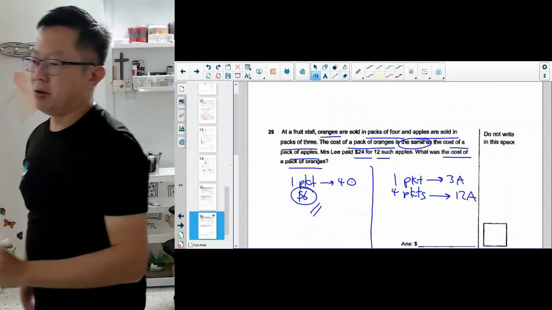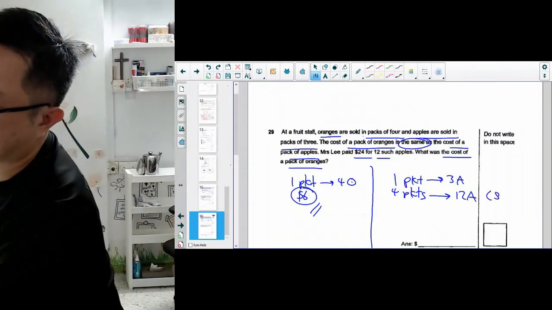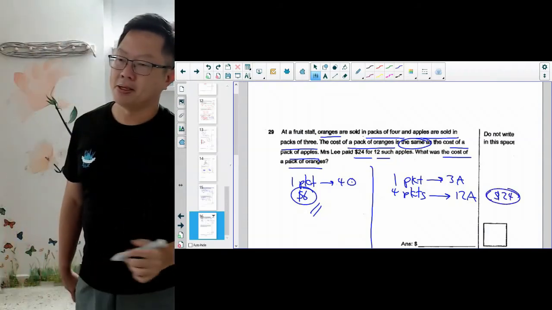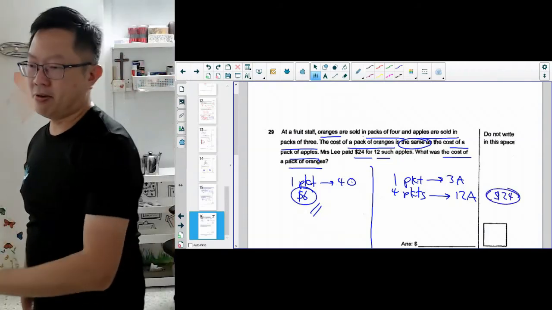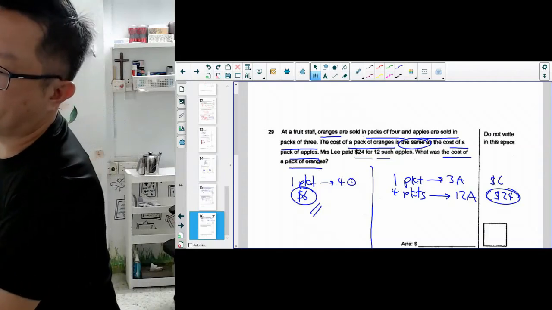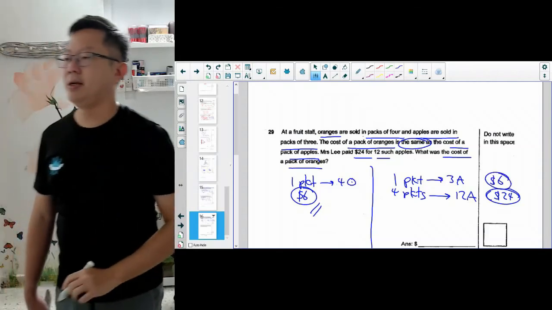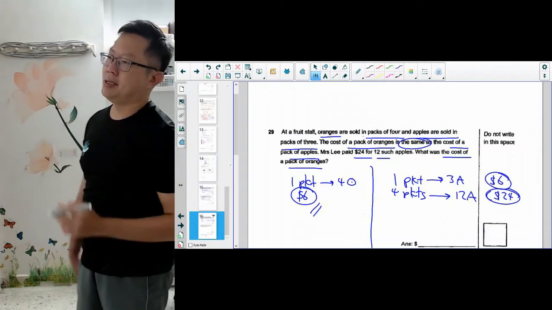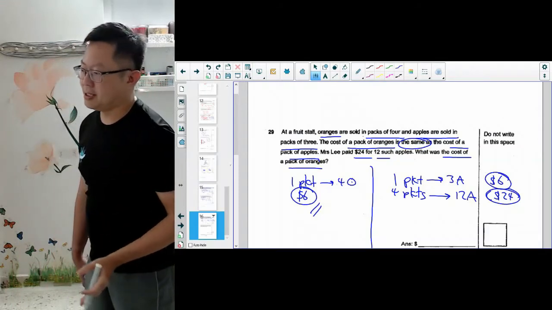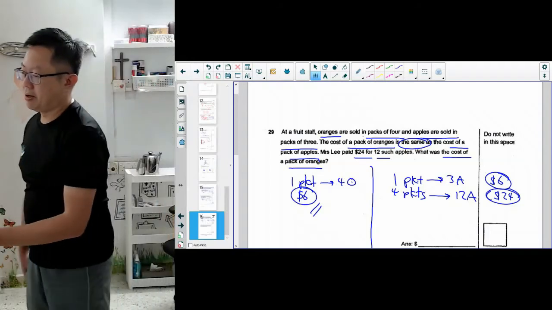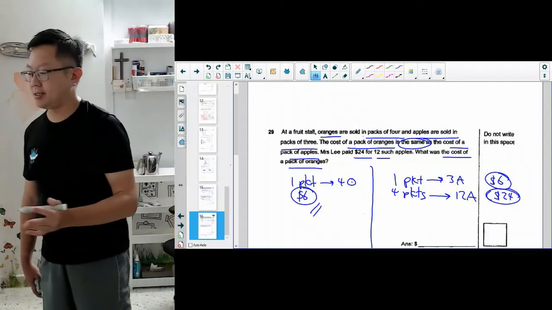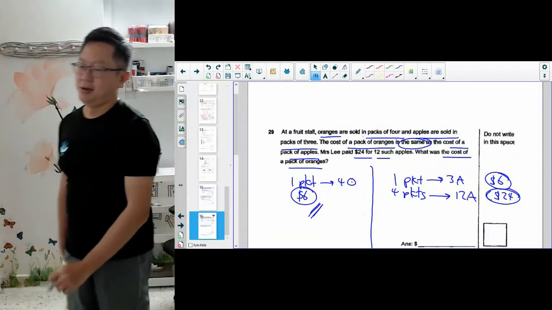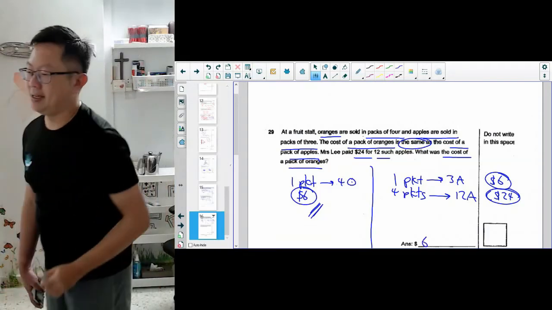So Mrs. D paid $24 for 12 apples. 12 apples, $24. So how much is 1 packet? So 1 packet will be 24 divided by 4. So you will get 1 packet, which is $6, right? And if 1 packet of 3 apples costs the same as 1 packet of oranges, then your packet of orange is also the same price, which is $6. That's how you get your answer, $6. Quite easy actually.